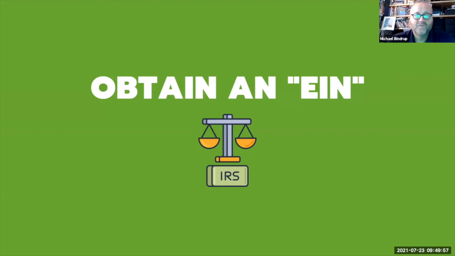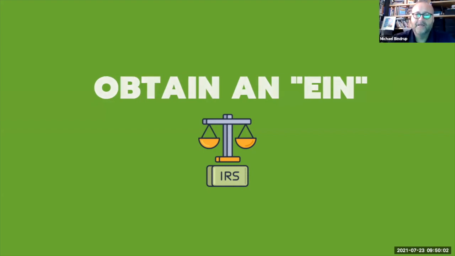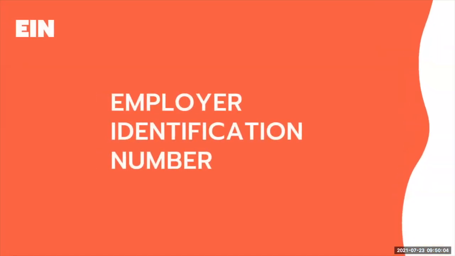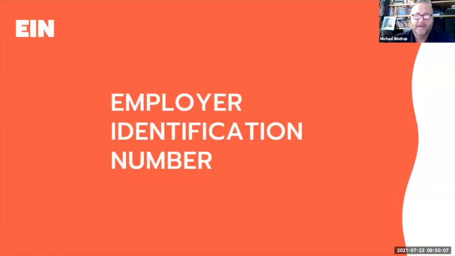Thank you, Mike. Okay, our next step is to obtain an EIN. EIN stands for Employer Identification Number. And all businesses are required to have an EIN unless you are exempt. And there's one case that you're exempt from having an EIN. If you are a sole proprietor and you do not have employees, you are not required to have an EIN number with the IRS. Okay, now this is your federal tax identification number, your federal employer identification number.